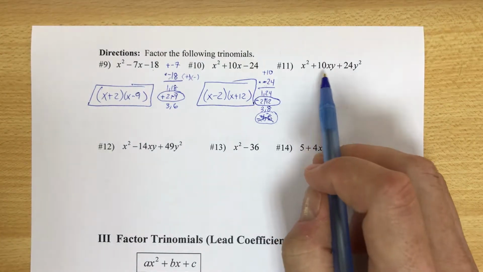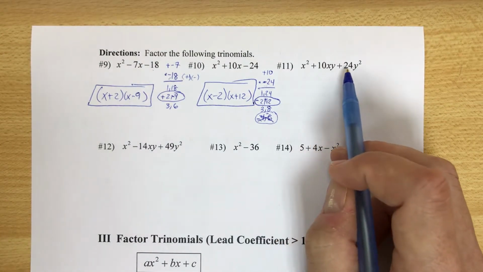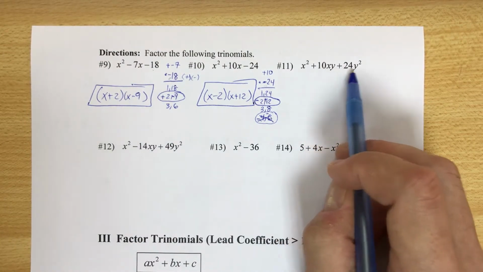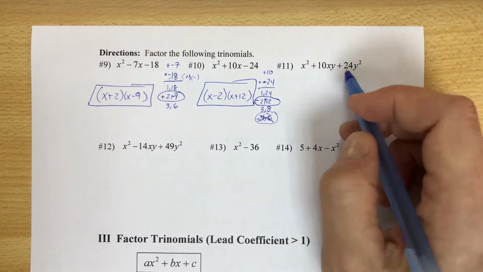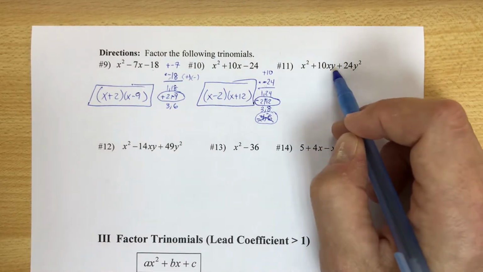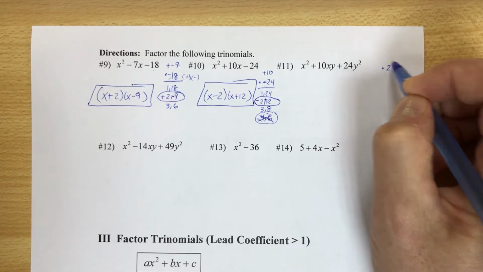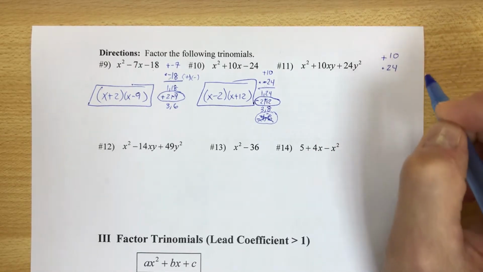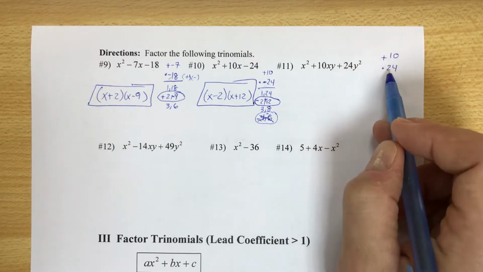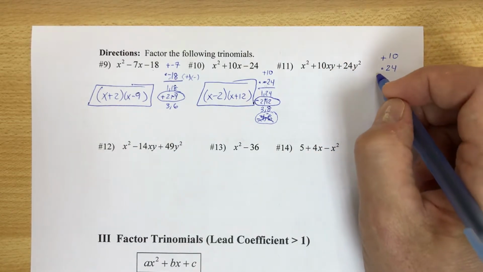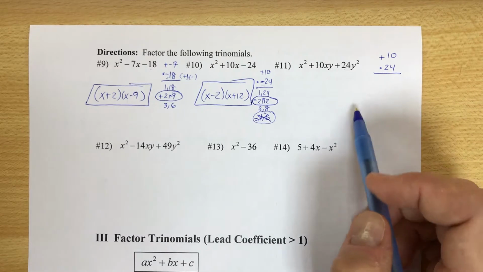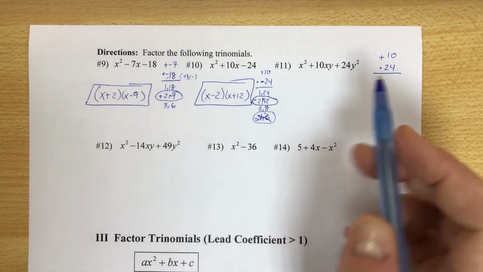Now number 11 looks like the exact same problem, except now the 24 is positive, and there's also another variable. If you also have a second variable like y and y squared, it doesn't change anything. We're still looking for two numbers that multiply to 24 that add up to 10. This time, I'm not going to rewrite this because we have all the pairs here.